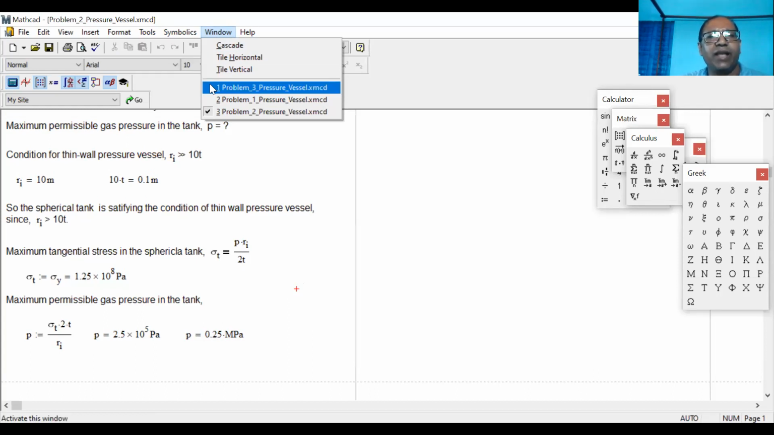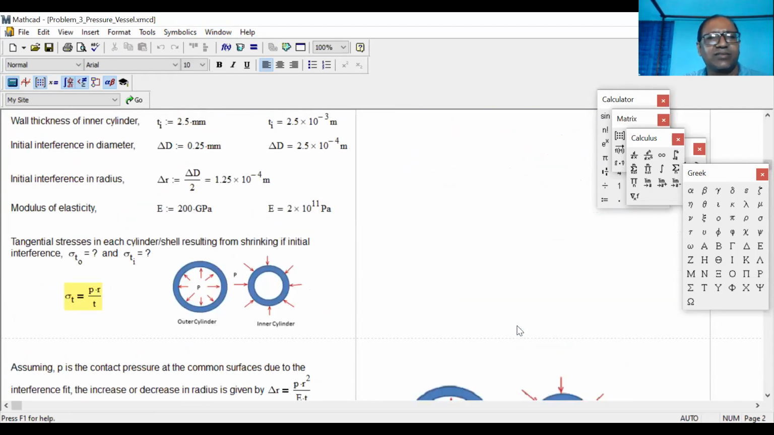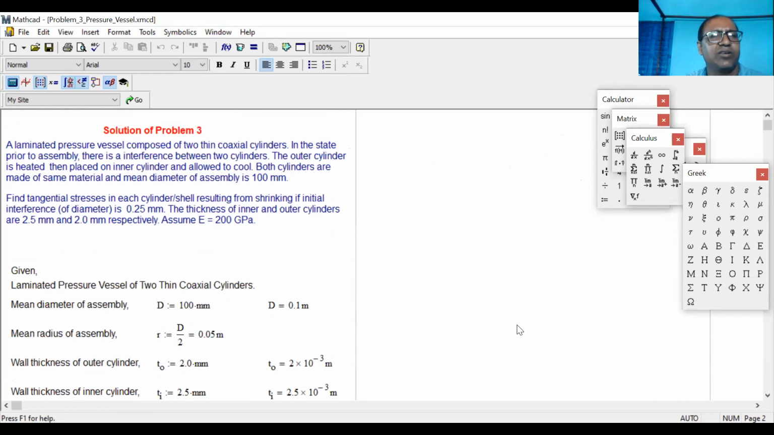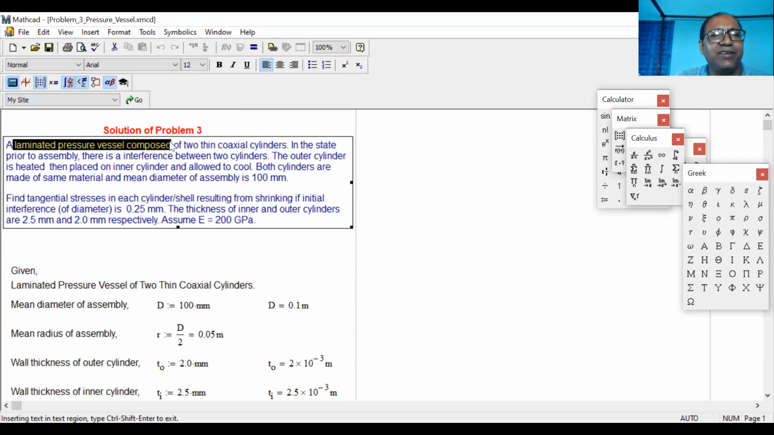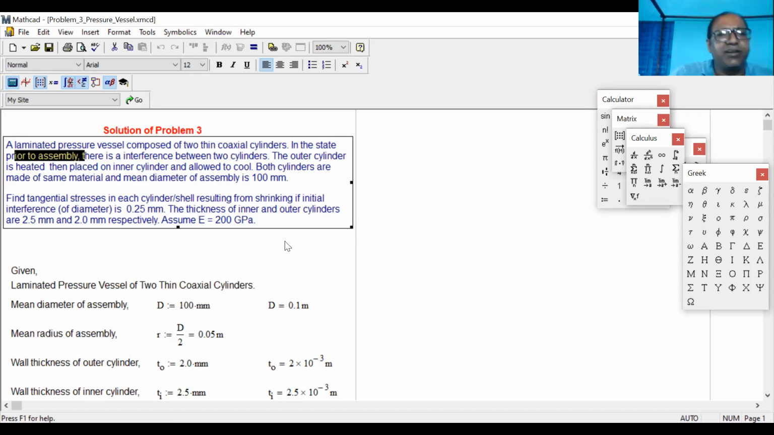Okay. Then we can see problem 3. Problem 3 is saying a laminated pressure vessel. Laminated means 2 cylinders, 2 pipes put inside each other. It's 2 thin coaxial cylinders. Coaxial means what? Obviously, their center line has to be the same. That is called coaxial. In the state prior to assembly, that means you don't put them together, there is interference between the 2 cylinders.